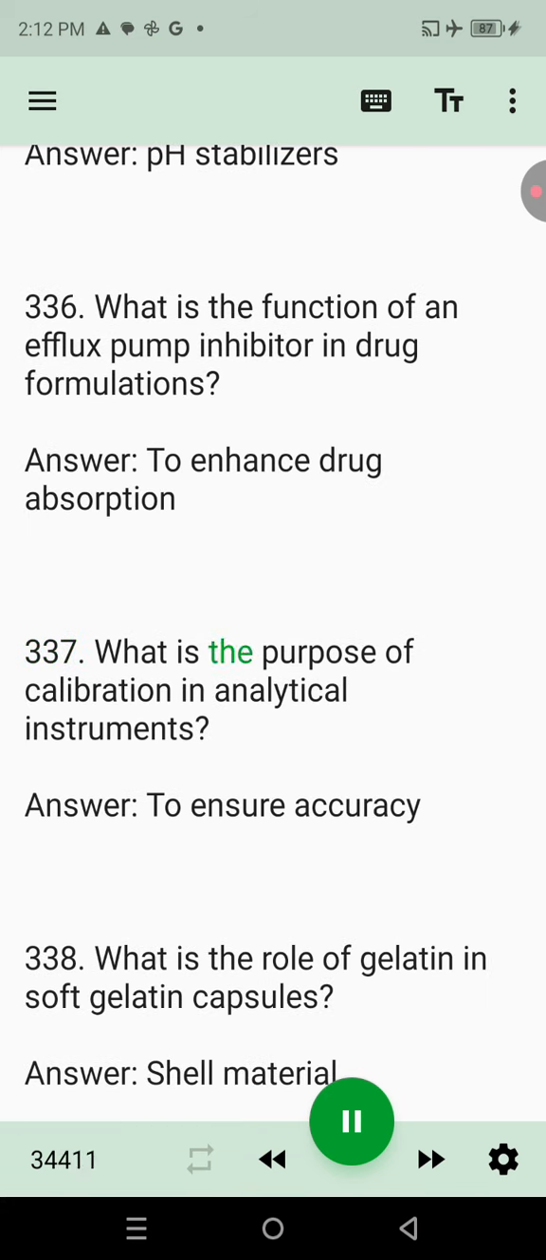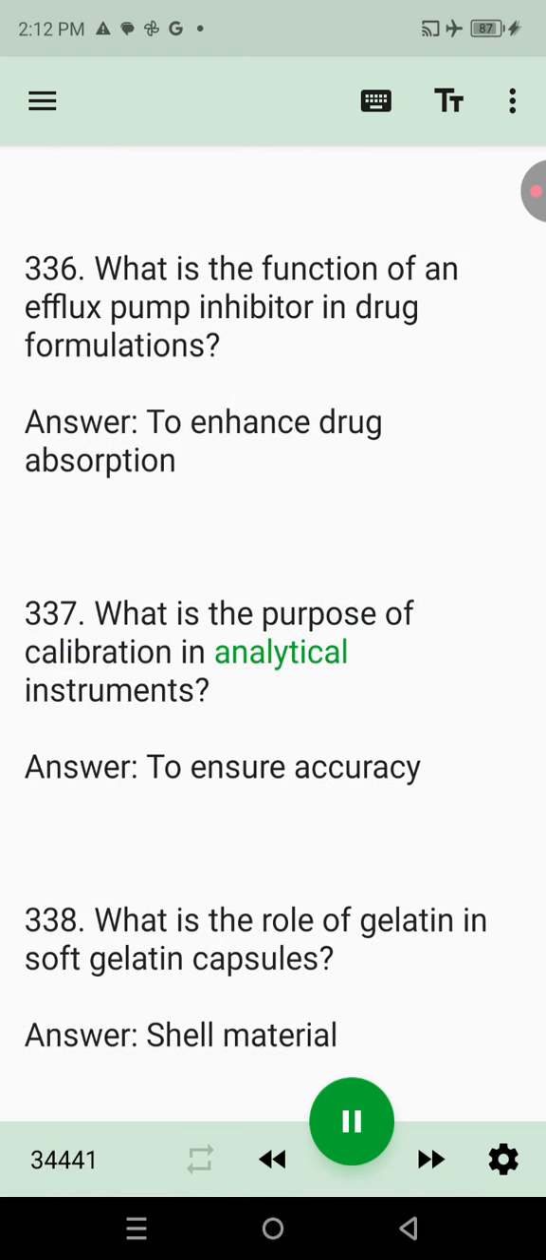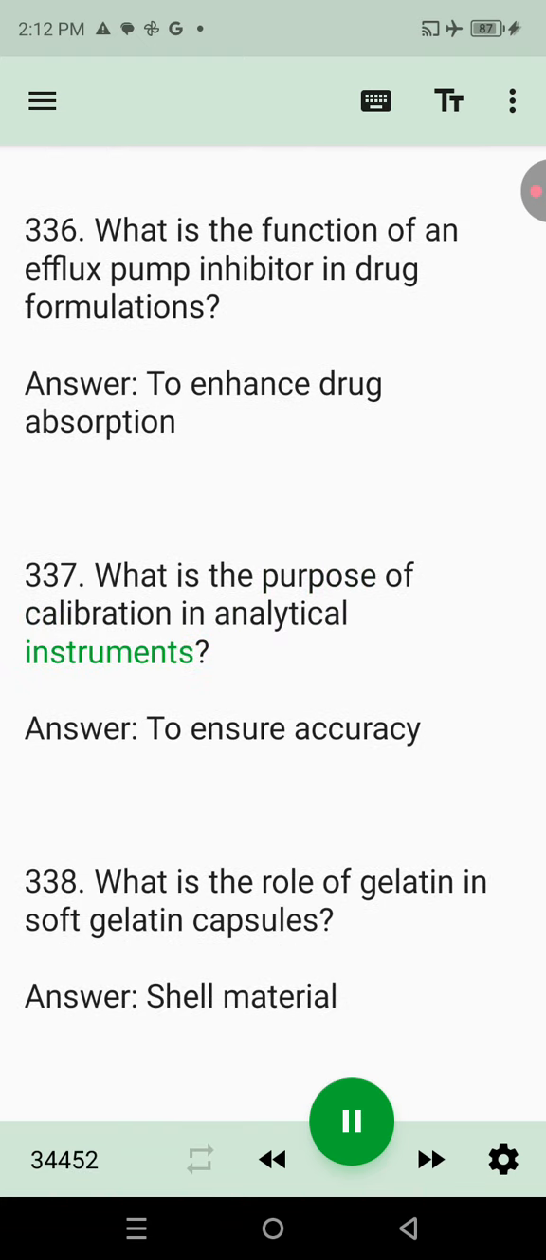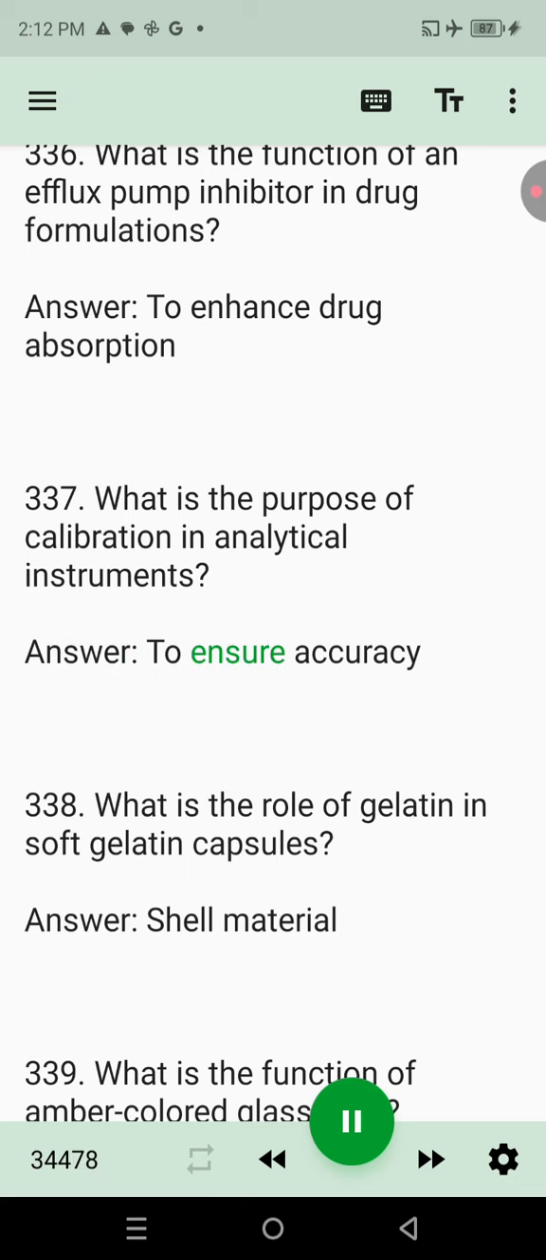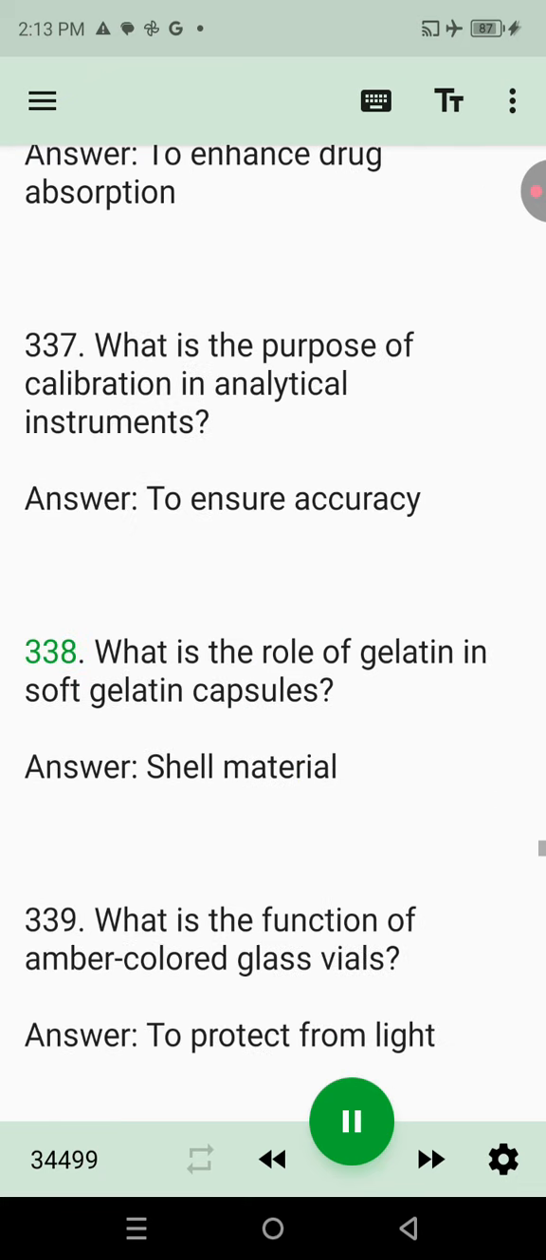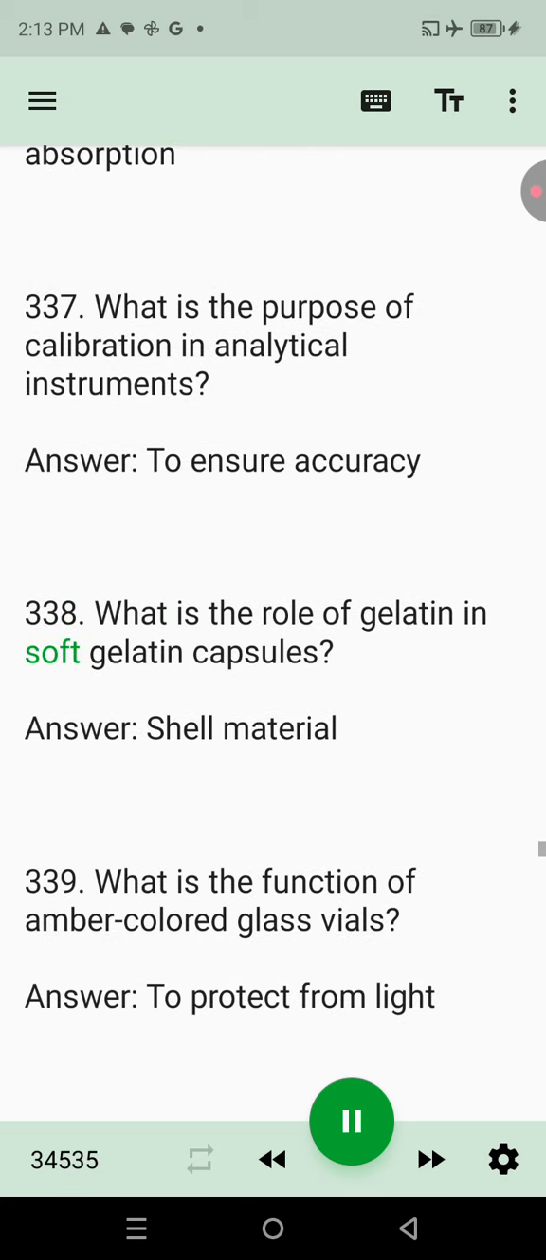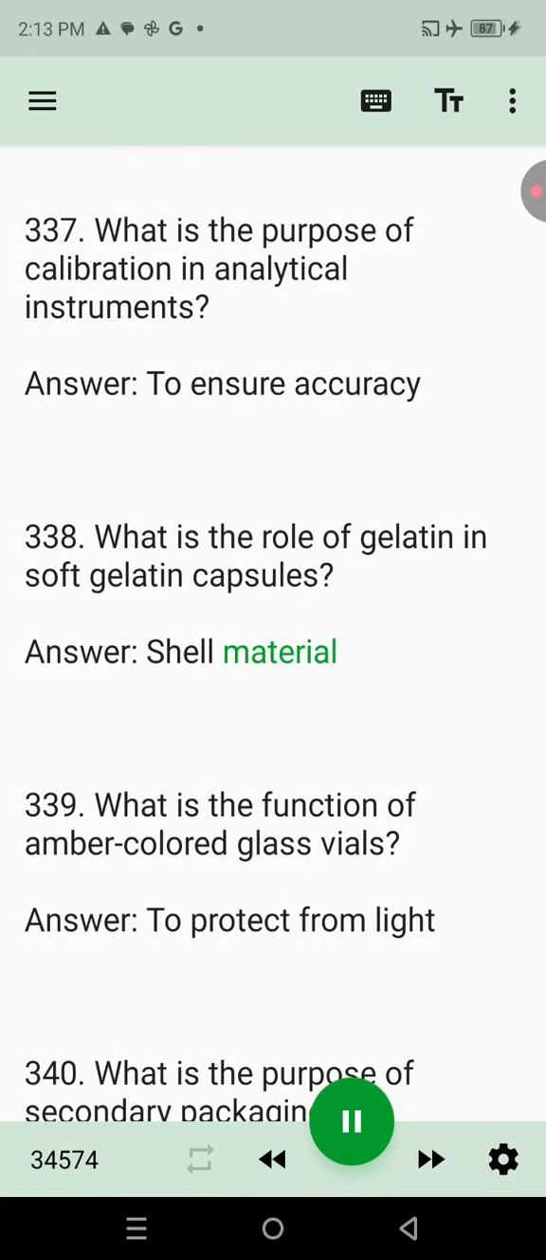337. What is the purpose of calibration in analytical instruments? Answer: to ensure accuracy. 338. What is the role of gelatin in soft gelatin capsules? Answer: shell material.